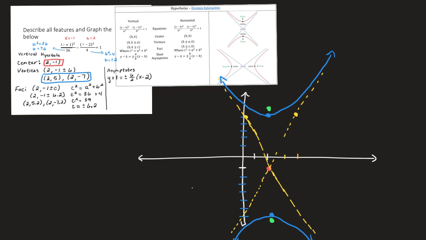And then your hyperbola starts at the vertices and it's vertical, so it's going to curve up towards the focus and approach your slant asymptotes but never touch them. Start here, wrap around your focus, approaching those asymptotes but never touching them.